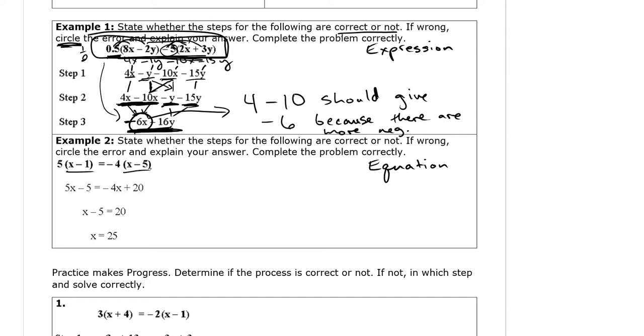I still have 2 parentheses, so I'm going to end up distributing. 5 times x is 5x. 5 times negative 1 is negative 5. Negative 4 times x is negative 4x. And negative 4 times negative 5 is positive 20. We compare it, right, correct, correct, correct, correct. No errors in the first step.